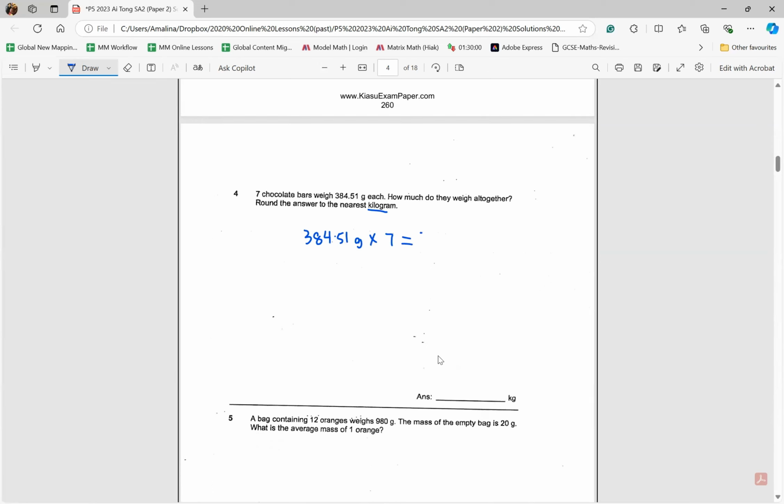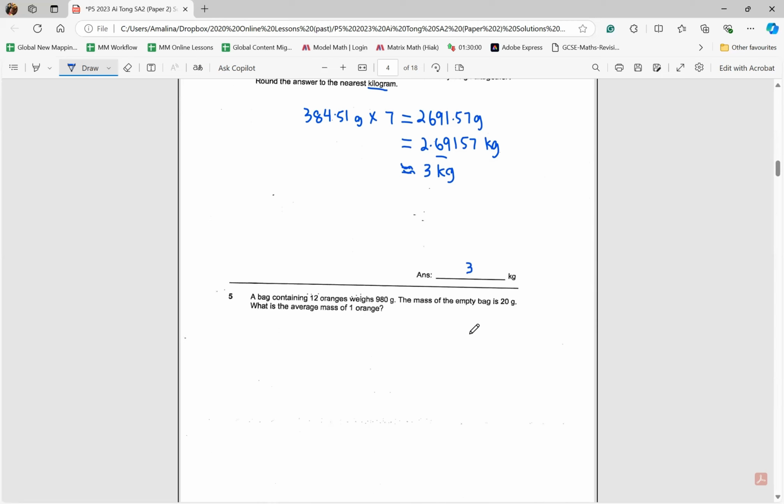I will get 2691.57 gram. If I want to change to my kilogram, you must divide this by 1,000. So if I divide this by 1,000, I get 2.69157 kg. Since my question asks for the nearest kilogram, I'm required to change to my whole number. So 2.69, if I round off, I will be rounding up to 3 kg. So it's 3 kg to the nearest kilogram. Okay.